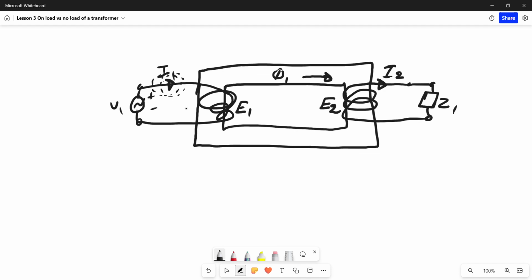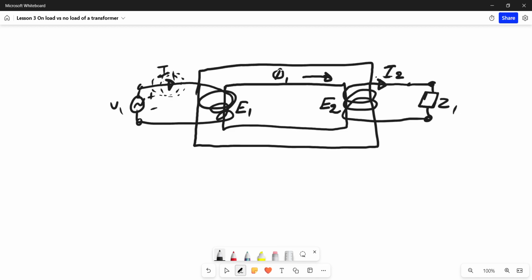I2. All right. Remember, in the first case, I2 was 0 because the secondary side was open. There was no load. But in this case, now we have a load. My question is, what will happen now? All right, let's find out.